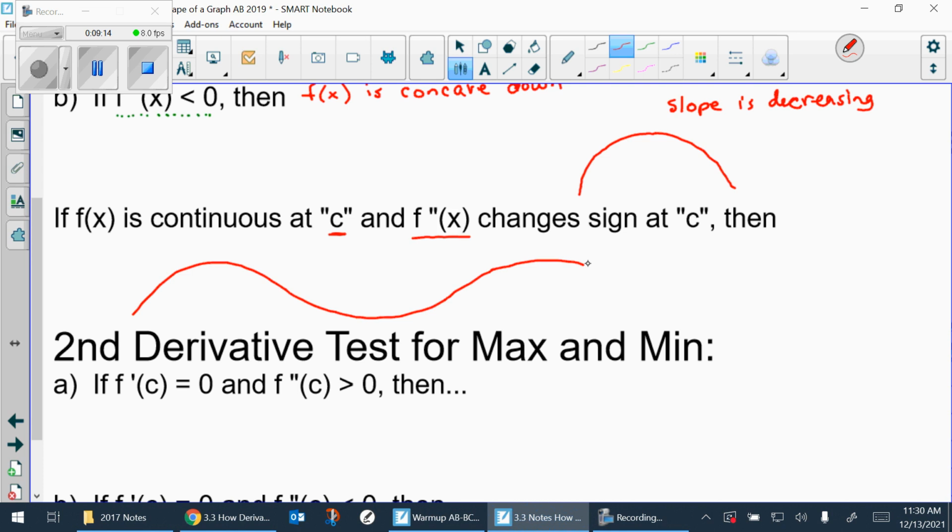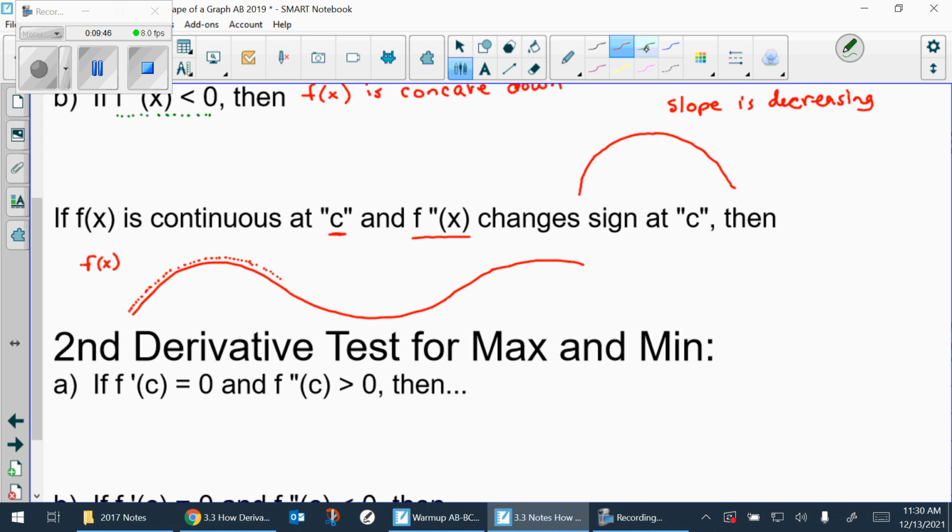Okay. No. F of x is continuous. Yep. It sure looks like it. And at some point c, the second derivative changes sign. Well, it looks like we are concave down, concave down, concave down, which means the second derivative is negative.